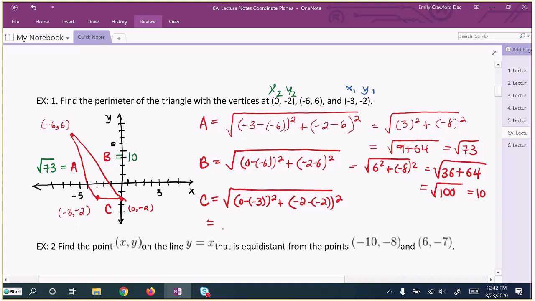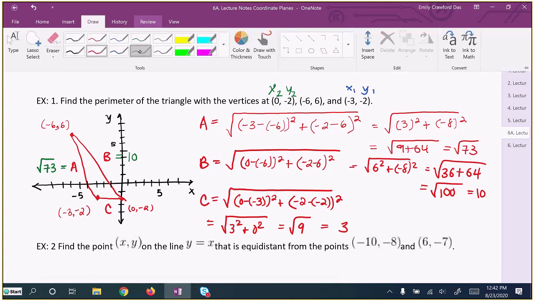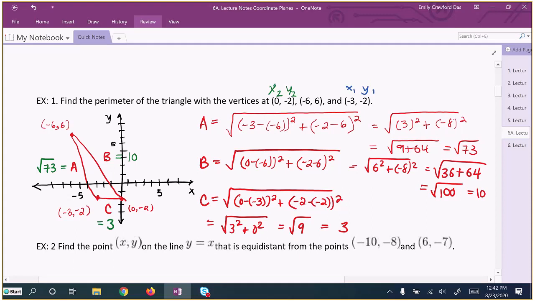So that ends up being the square root of -3 is +3, so 3 squared, plus -2 plus 2, 0 squared. Square root of 3 squared is square root of 9, so that's 3. Okay, so side C has length 3. So now we're ready to say that the perimeter is just adding the three sides, the lengths of the three sides. It's 10 plus 3, that's 13, plus square root of 73.